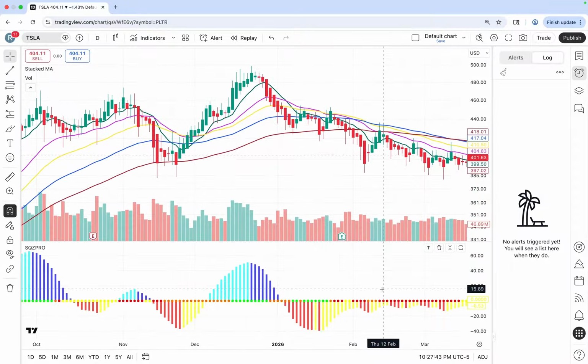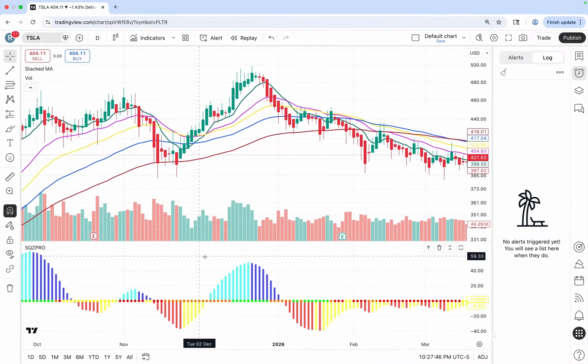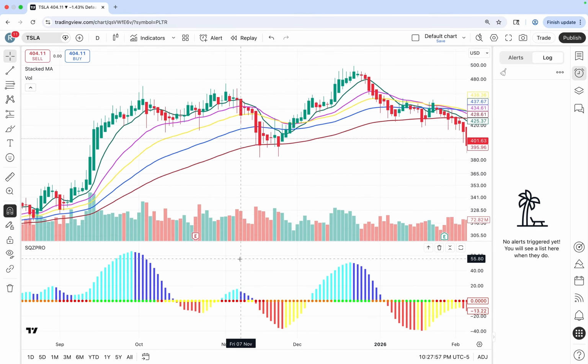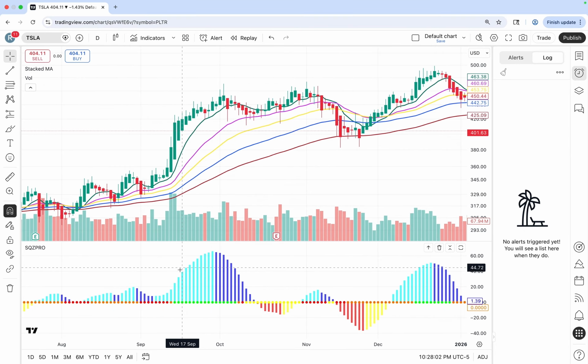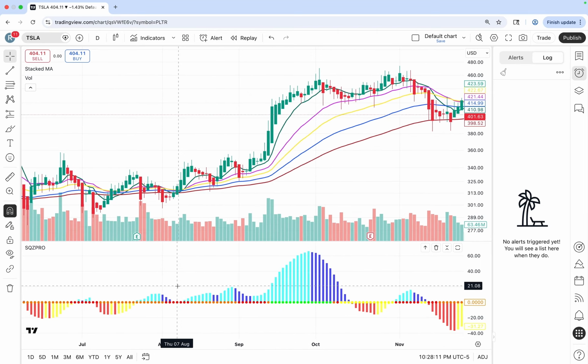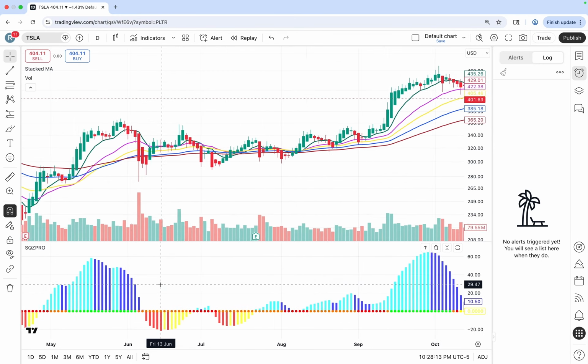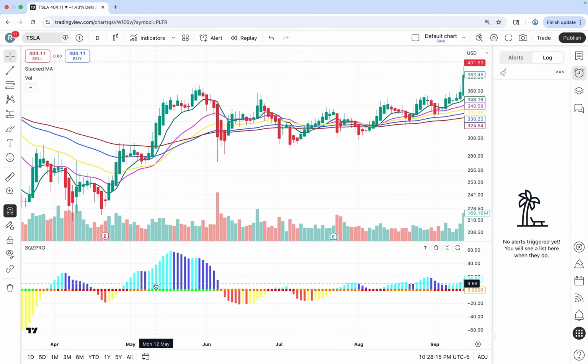So if you scroll back on Tesla's chart, when you see the cyan bars, that typically means that you're going to see the stock increase and head upwards. So we can scroll back. Every time we see cyan bars, you see the stock is increasing. So on and so forth.